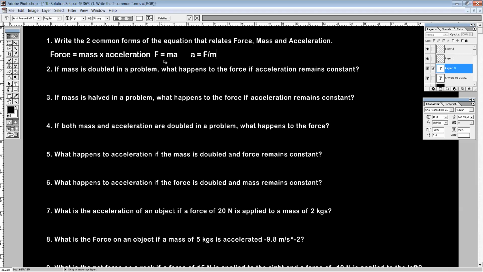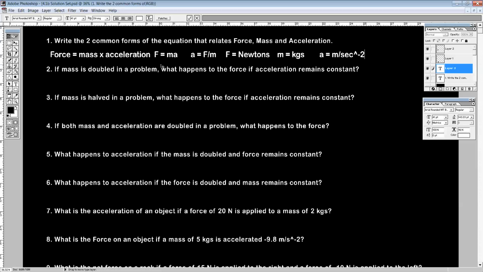Now our units: force is equal to newtons. Mass is going to be in kilograms, and acceleration is going to be in meters per second squared, meters per second to the minus 2. All right, so those are your two common forms.